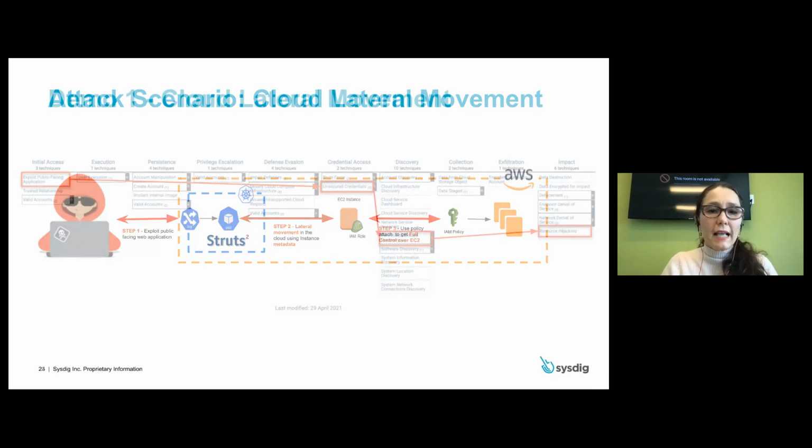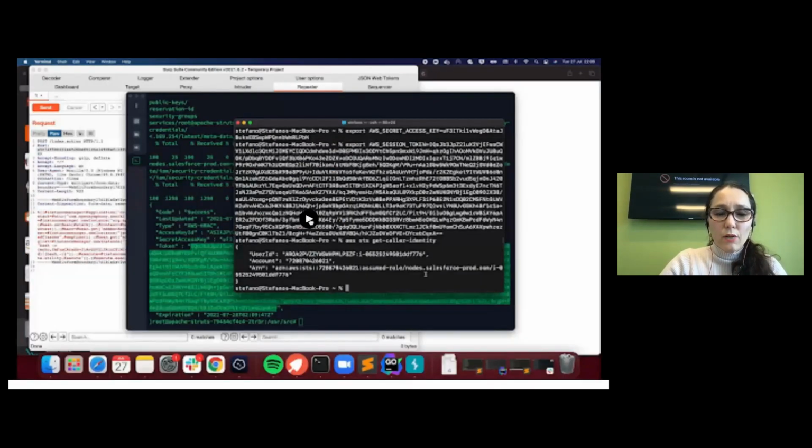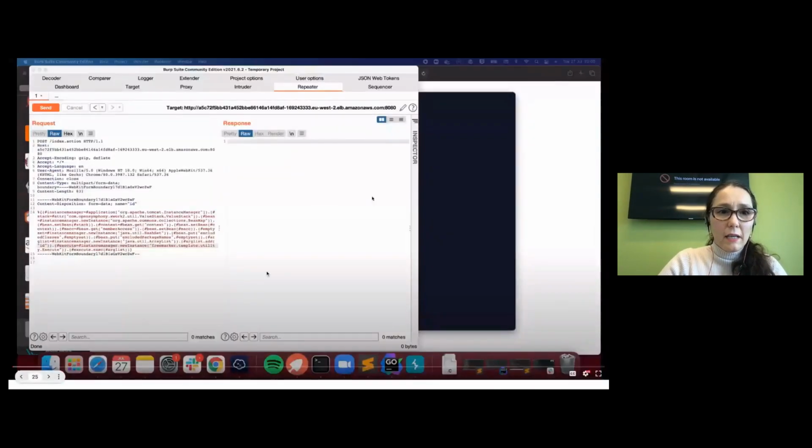So here is how it would play in the MITRE matrix. It will go from exploiting the public facing application to find unsecured credentials, to discovering your environment and what kind of permission that role would allow him, and then go for his final impact, which is resource hijacking. So let's see it taking place.